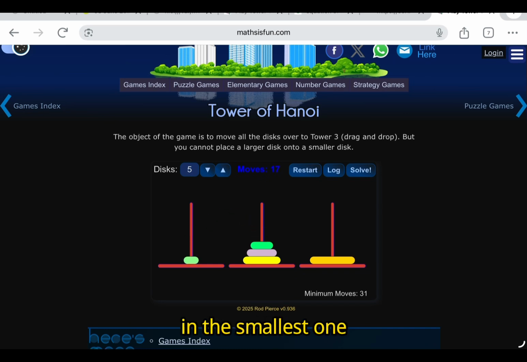That means the smallest one goes here, then second to the smallest goes to the right, then the smallest goes to the right now. Then we can put this pink one to the left. Then we can put the smallest one to the middle, and second to smallest to the left, and then smallest to the left. Now we can move this yellow, second to the largest yellow disk, to the right tower.